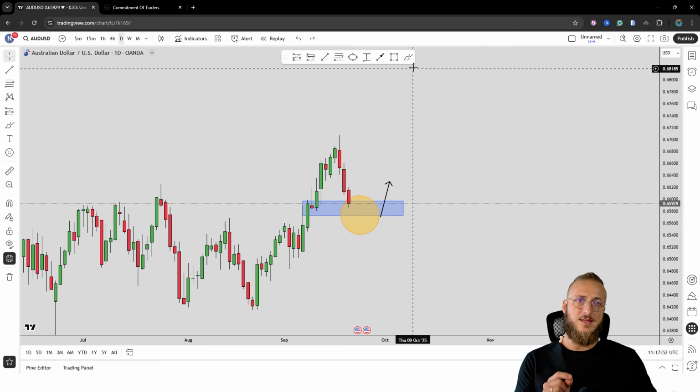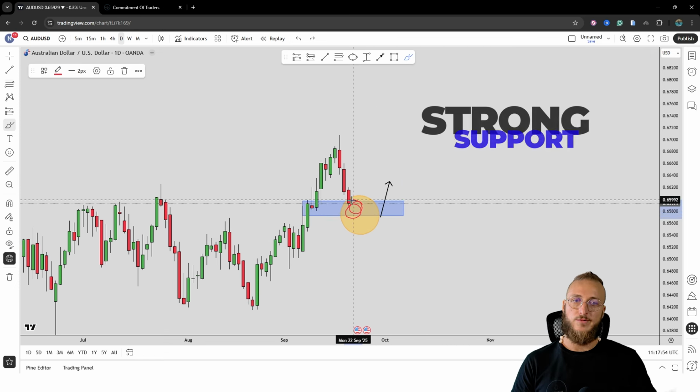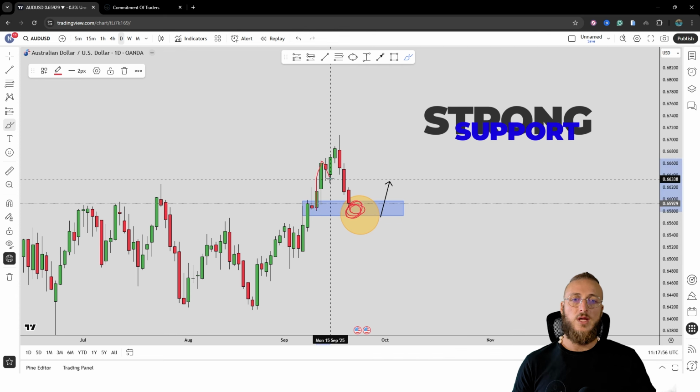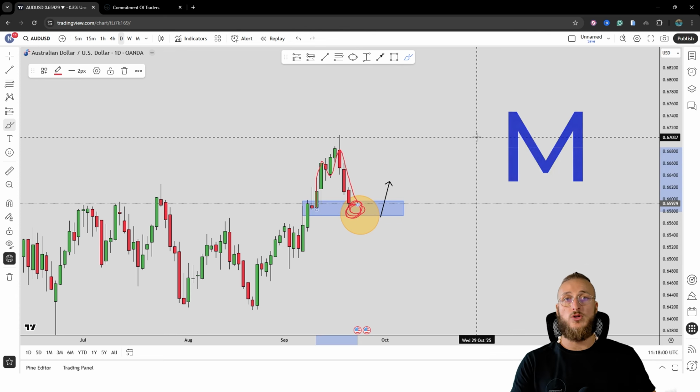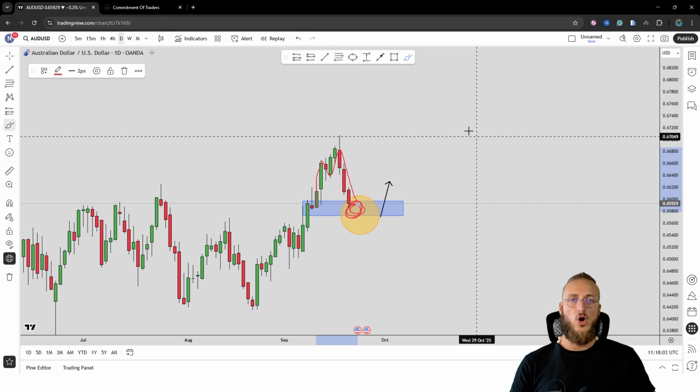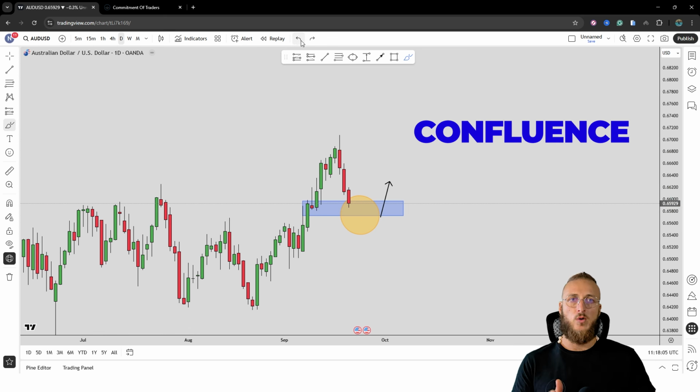So here on the daily, the market is currently testing this area of support from a daily perspective with this M pattern. On the monthly, we are rejecting historical demand and support. On the weekly, we have that confluence of support and demand area. So what would I expect?